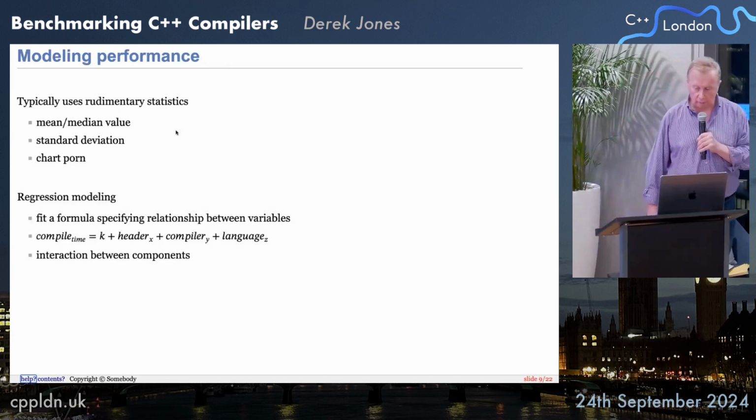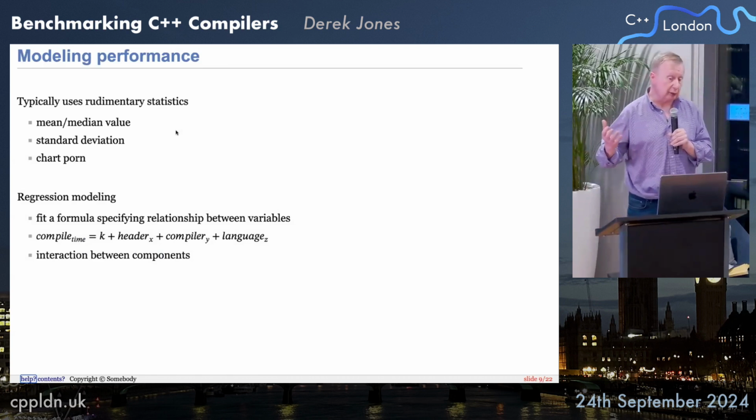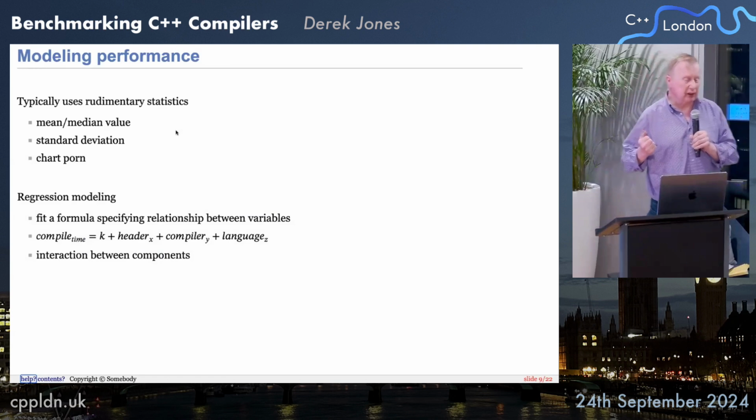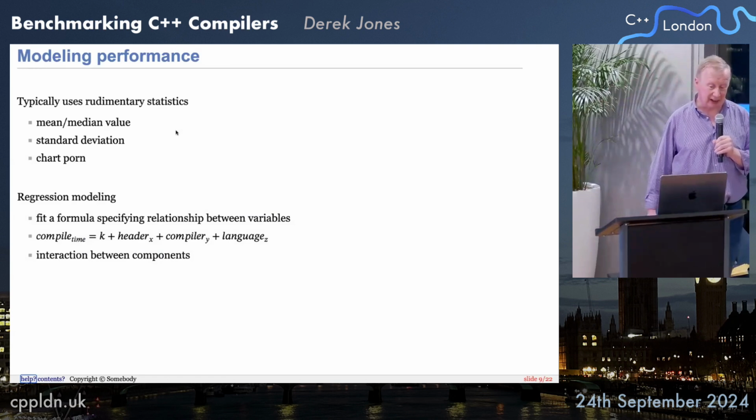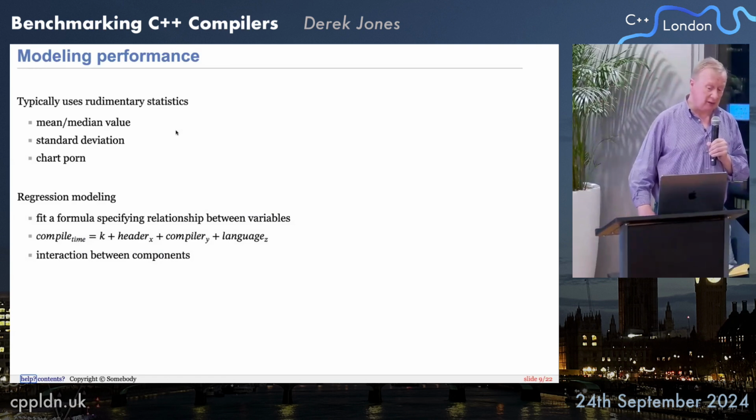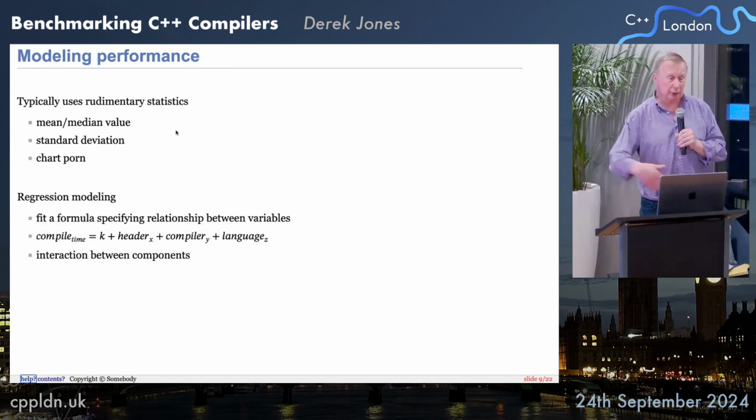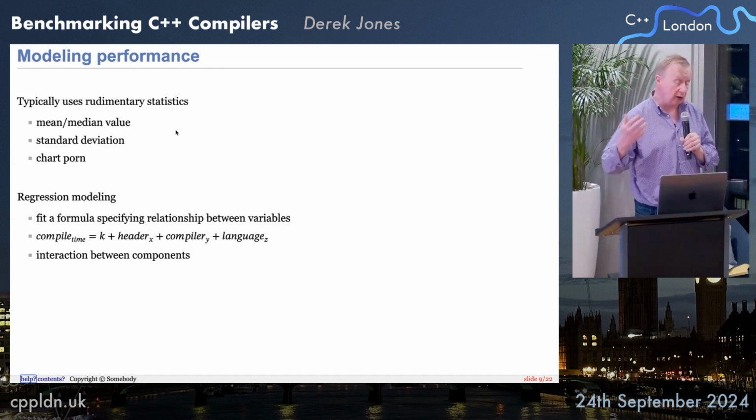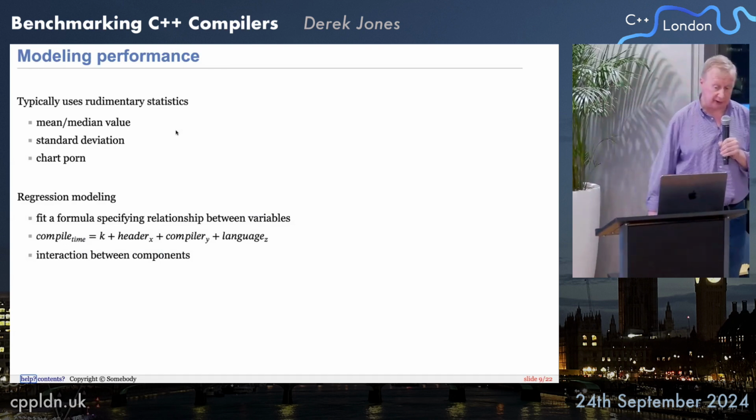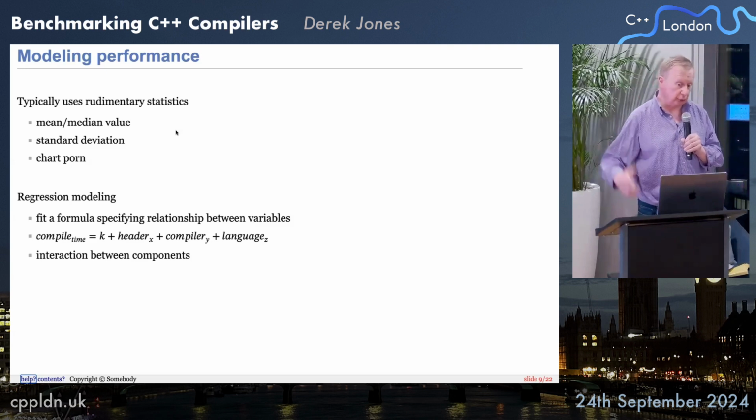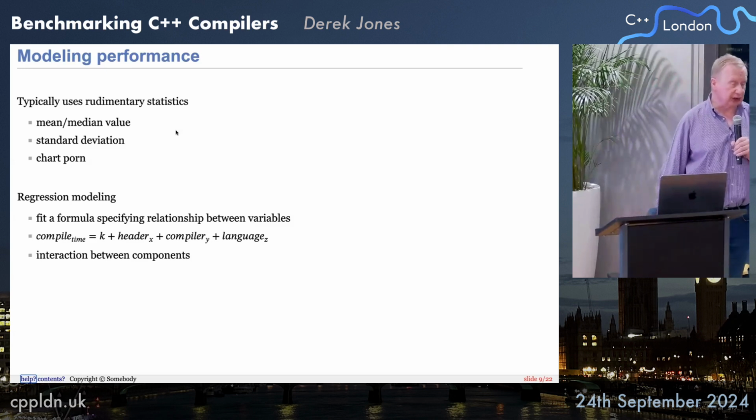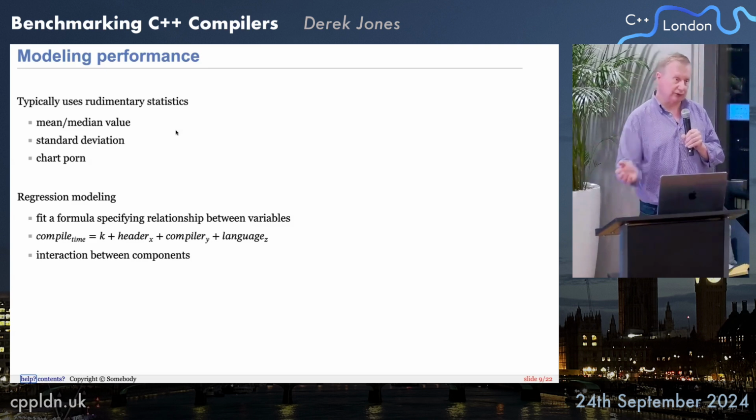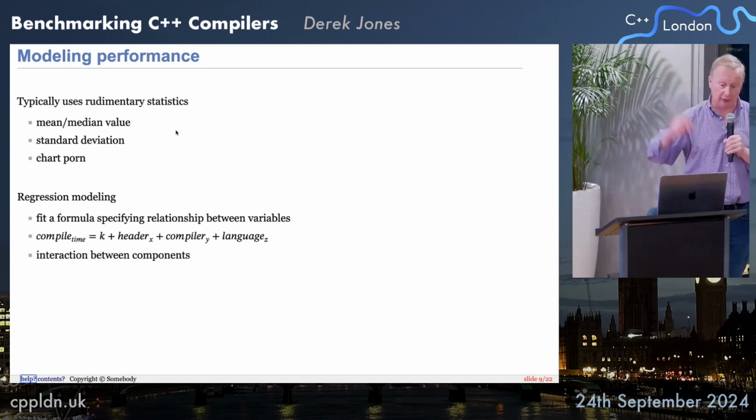People who gather data typically do rather rudimentary analysis of the data. They take the mean and the median value, standard deviation, or they just produce some chart porn. My experience is that most of the data I analyze, I get by emailing people saying, can I have your data, please? About a third of the people just ignore me. About a third of the people say, oh, the data's on an old laptop. In other words, it's gone. And about a third of people email me the data.